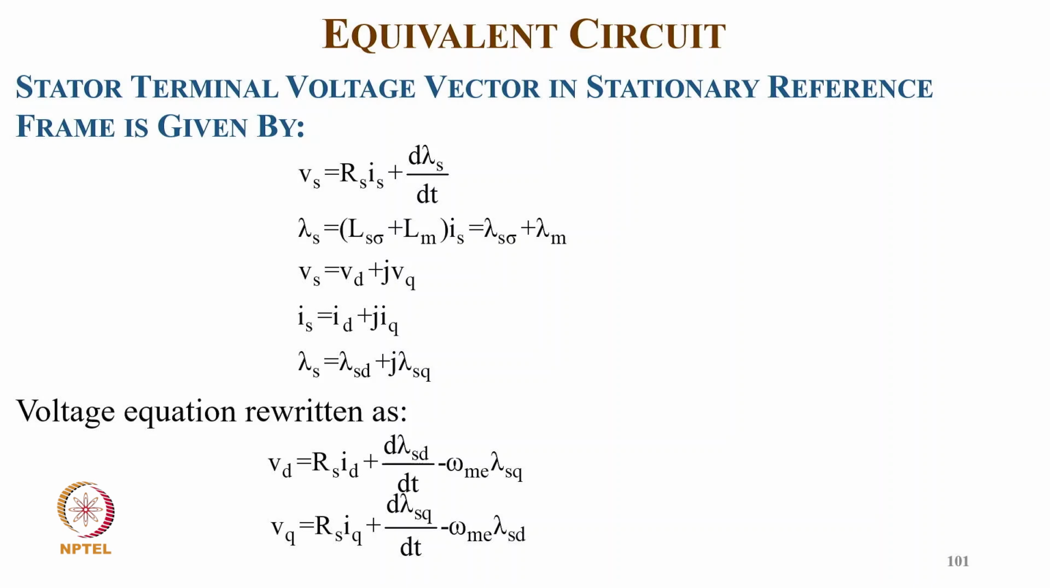The lambda s is L delta plus Lm into Is, that is lambda s delta plus lambda m, and Vs equal to Vd plus jVq, and Is equal to Id plus j Iq, and lambda s is equal to lambda sd plus j lambda sq. The voltage equation is written here: Vd equal to Rs Id plus d lambda sd upon dt minus omega me into lambda sq, and Vq equal to Rs Iq plus d lambda sq upon dt plus omega me into lambda sd.